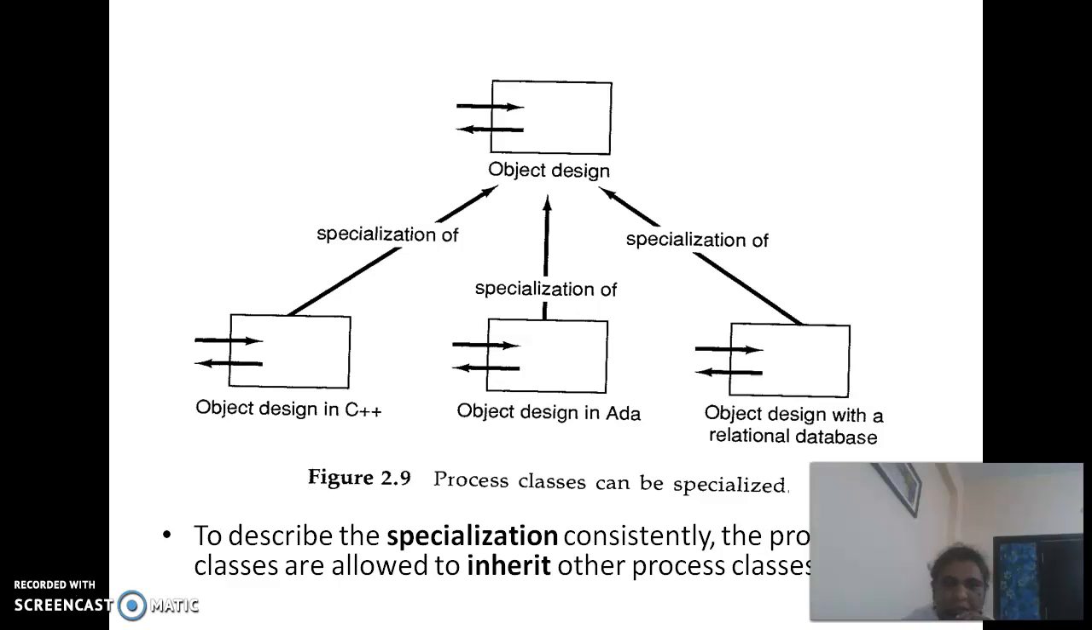With respect to the programming language and the database that is being used, each of these languages or databases is a kind of specialization of the object design. To describe the specialization consistently, the process classes are allowed to inherit other process classes. This is clearly shown inside this UML inheritance diagram.